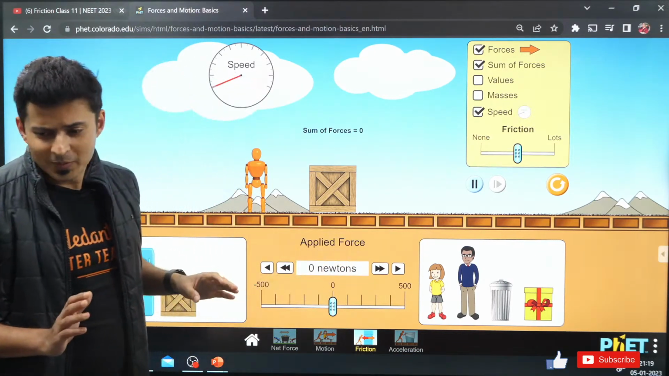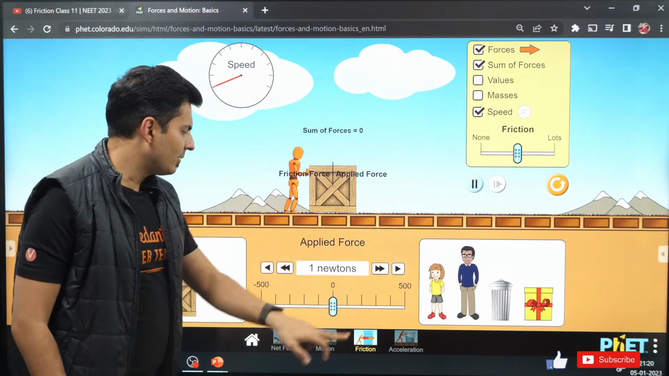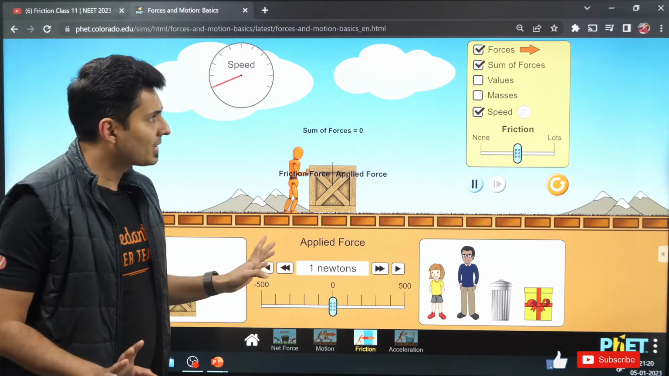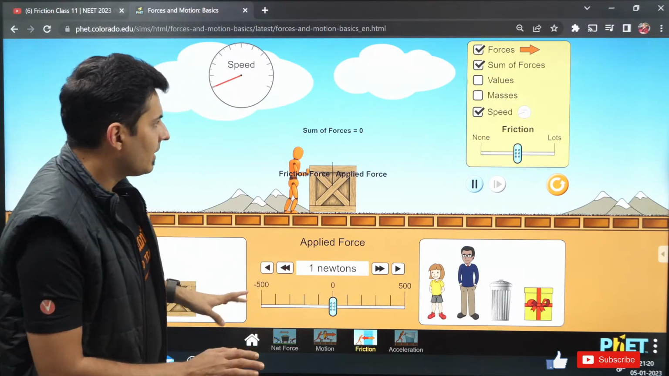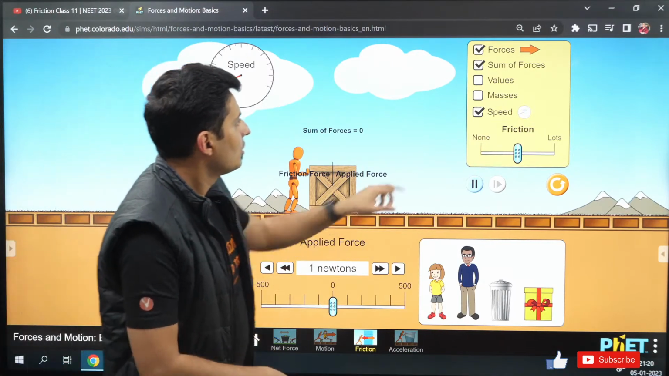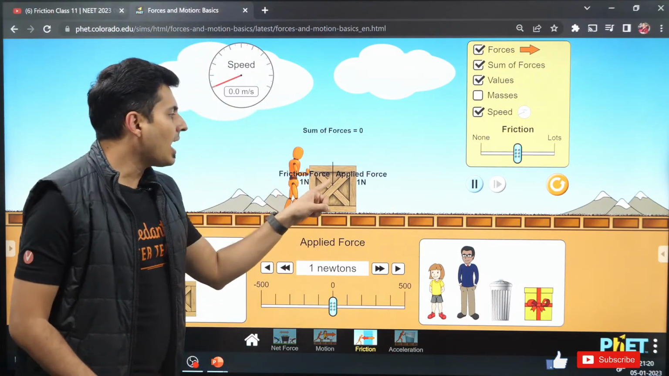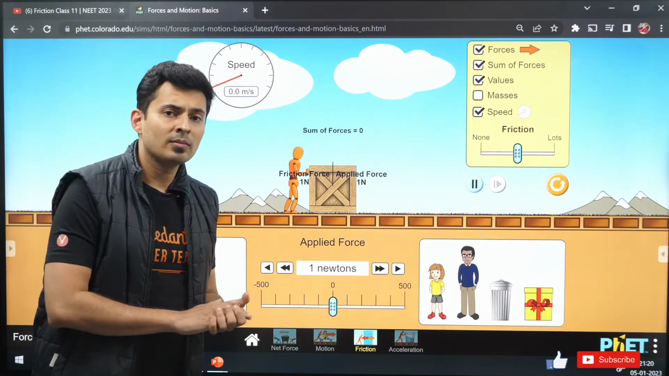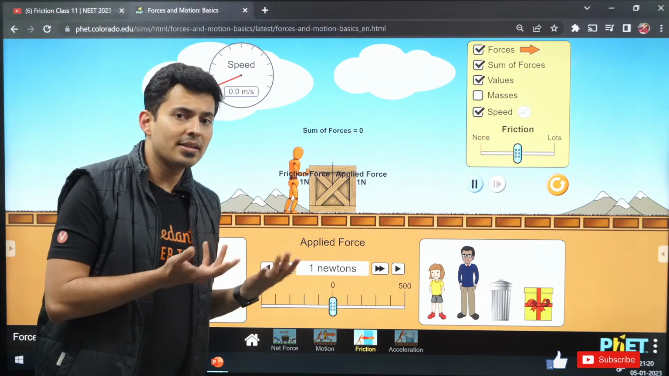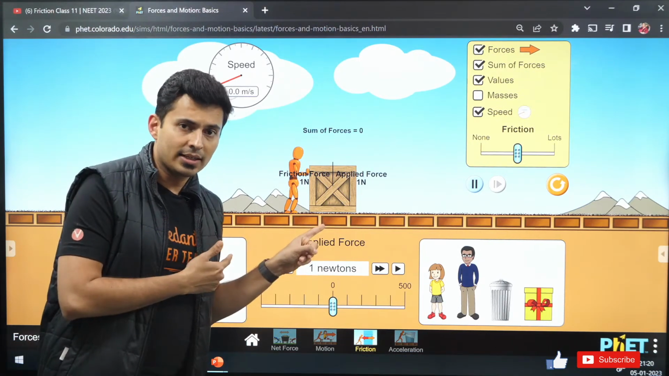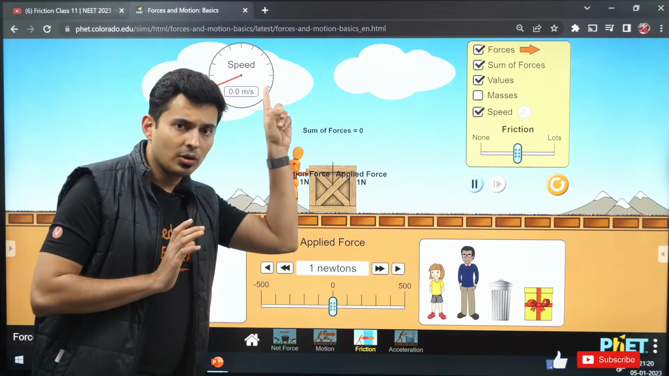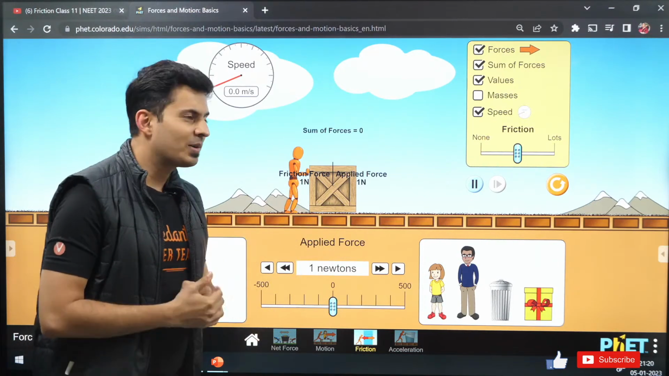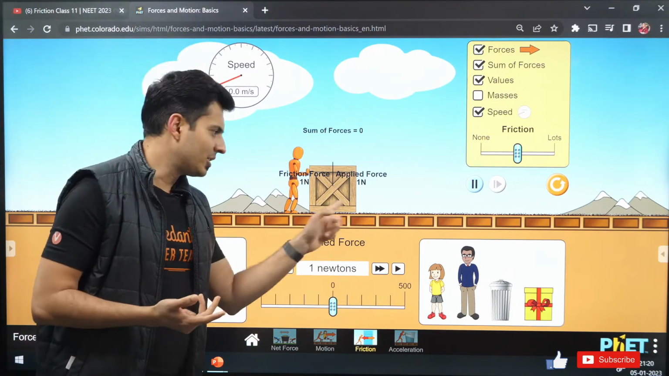Now, here's what I'm going to do. I'm going to apply some force. How much force is he applying? 1 Newton. Can you see applied force is 1 Newton, and frictional force is 1 Newton? Why? Newton's first law: if the net force is 0, the body maintains its state of rest or motion. The body is at rest, so net force should be 0. Normal is balanced by mg, so who will balance my applied force? Friction. Which friction will this be? Static, because it is not moving.